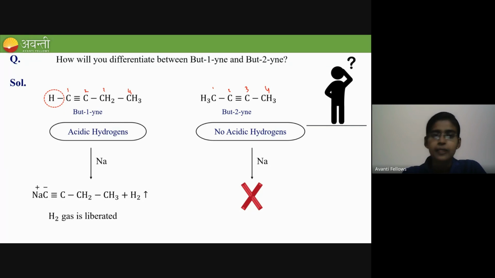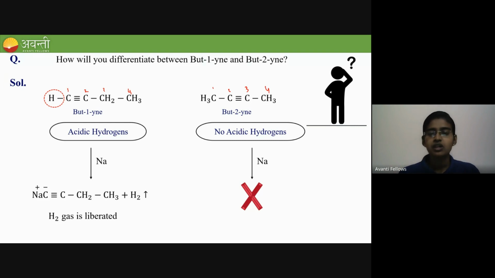Got it? So this is how you will differentiate. If you are getting hydrogen gas evolving out from your container, that is your test tube or beaker, you can tell that this compound is but-1-yne. If you are not getting any gas evolving out from the container, then you can come to the conclusion that this compound is but-2-yne. Okay, so this is how you can differentiate by seeing the reaction mixture in the labs.